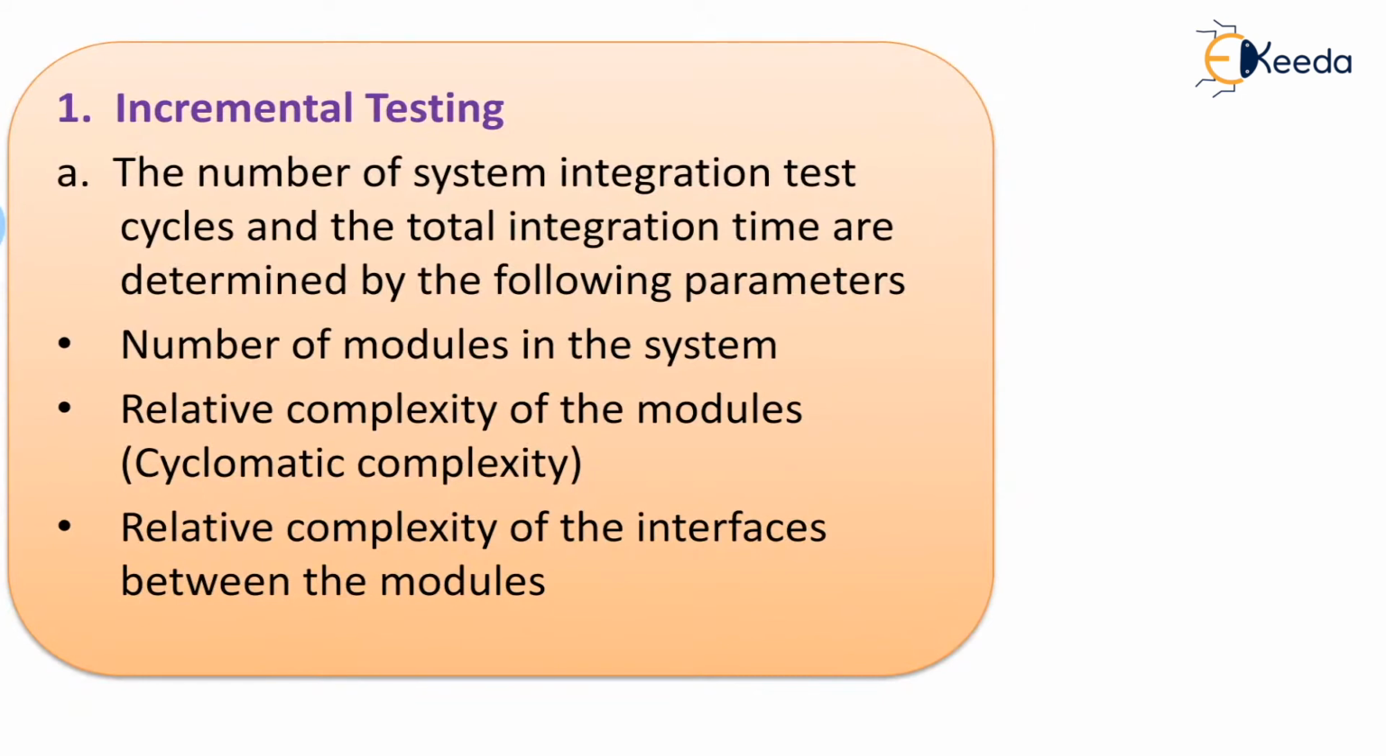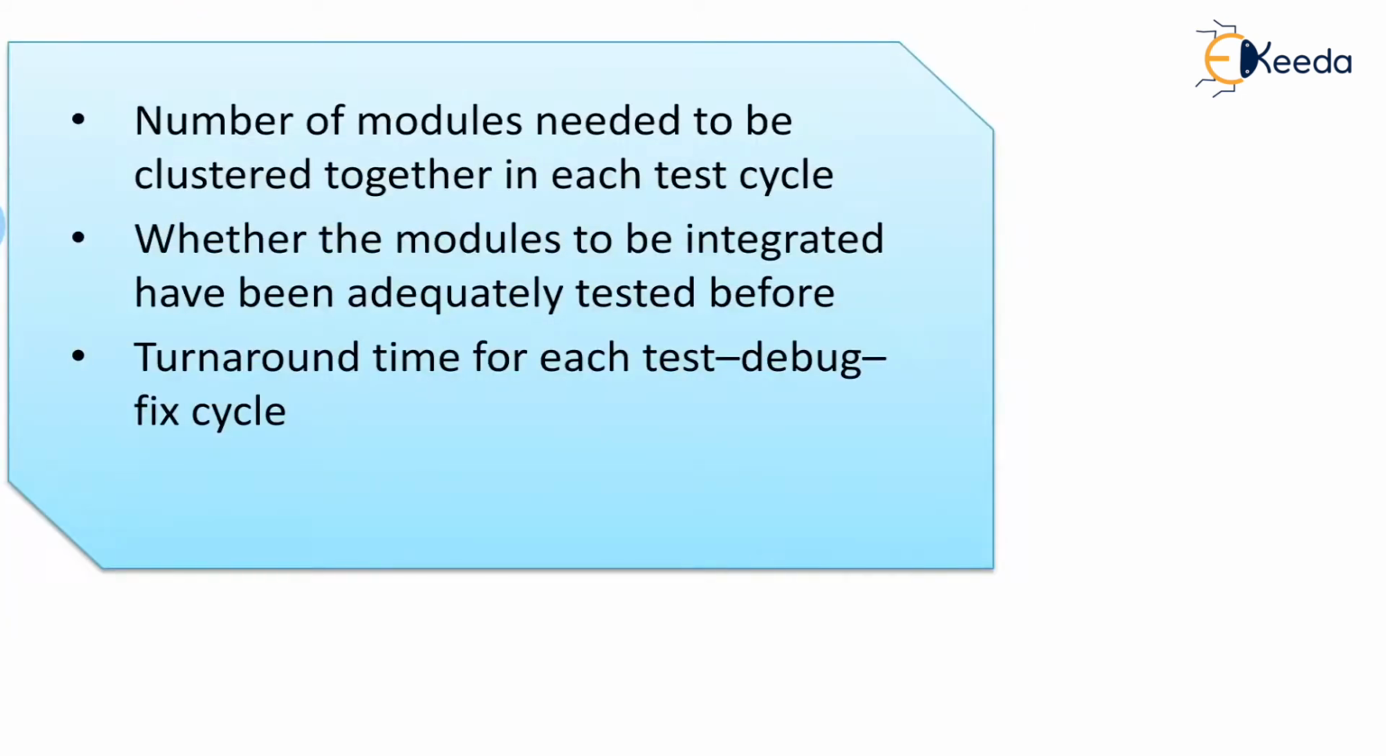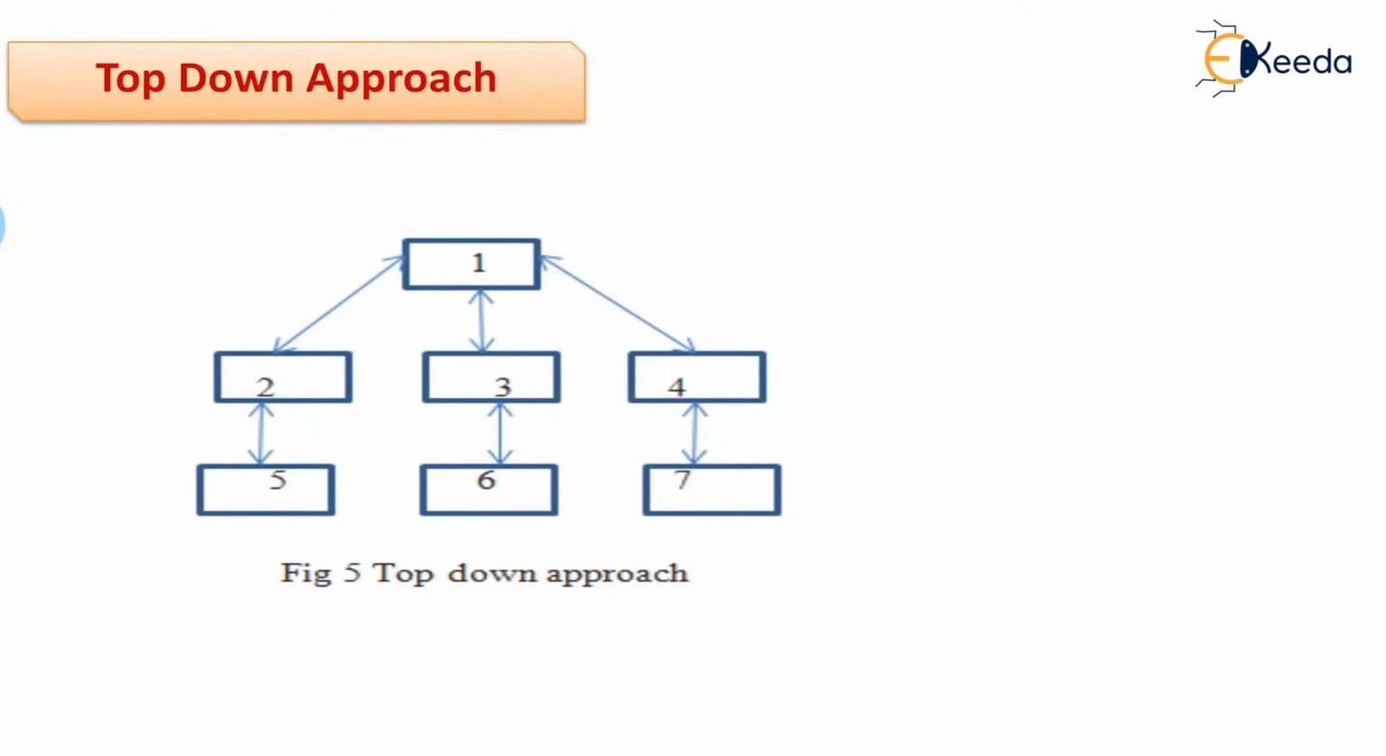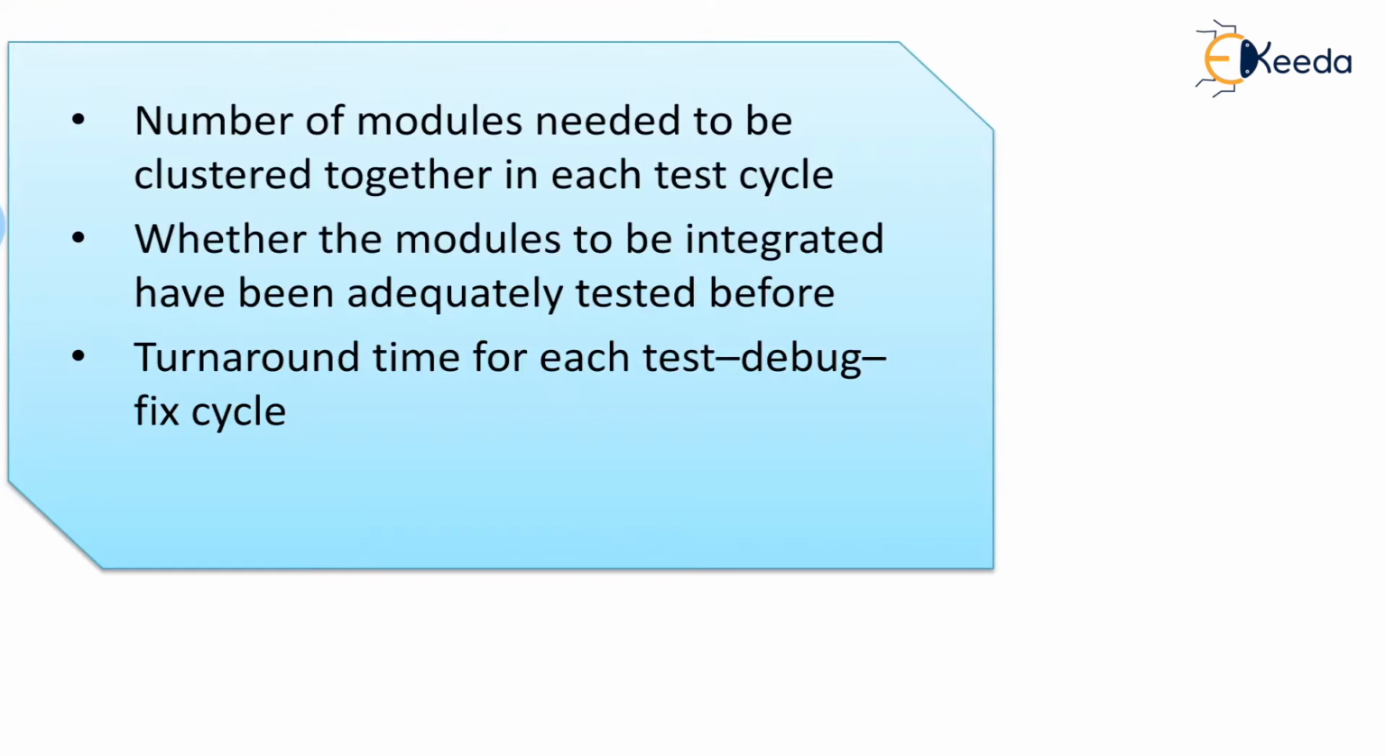The number of modules in the system, relative complexity of the modules, and the relative complexity of the interfaces between the modules. Now, focus on the complexity. Always remember optimization. That means your complexity should be very low, not so high, because that will cost your company. Number of modules needed to be clustered together in each test cycle. Now you have to decide how many modules should be put into the test, clustered together and tested together in each test cycle.